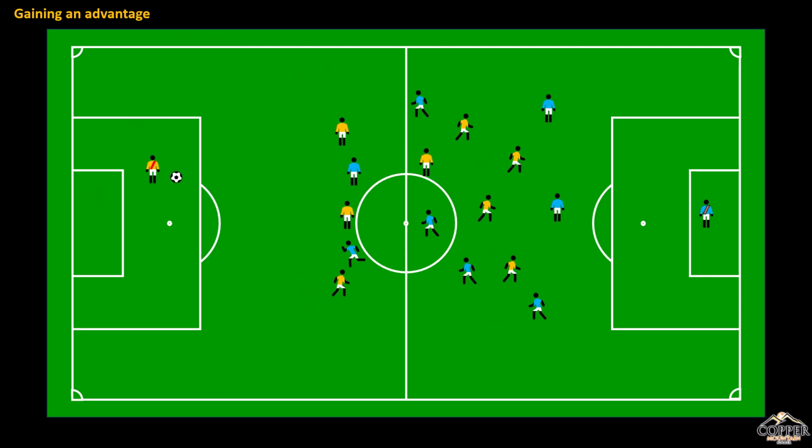When an offside offense is called, play is restarted from the place where the offside player was when the ball was kicked by her teammate.